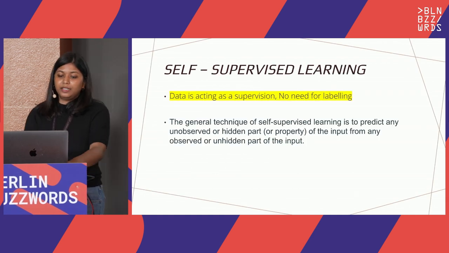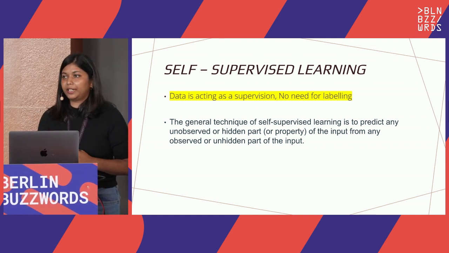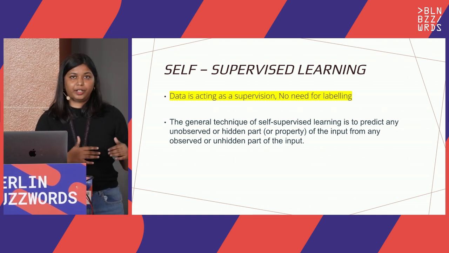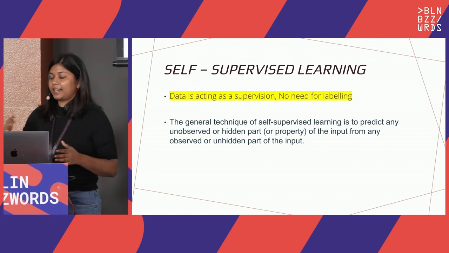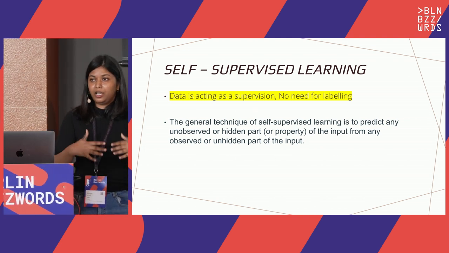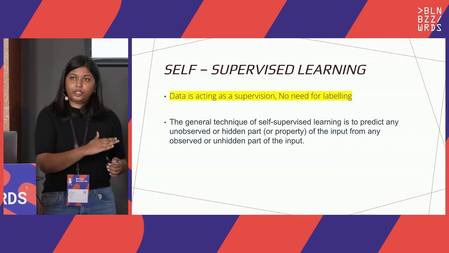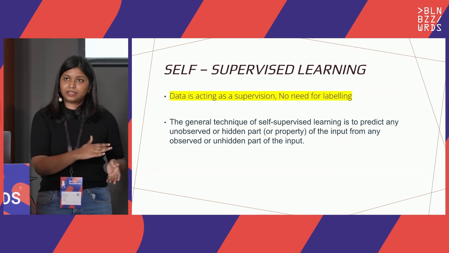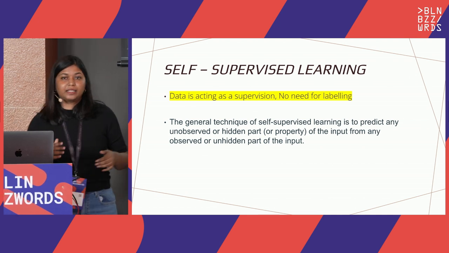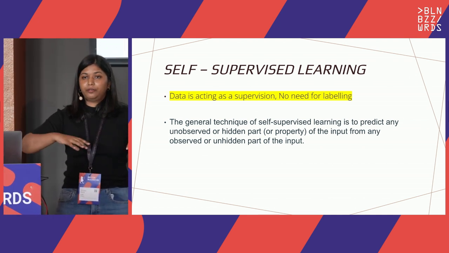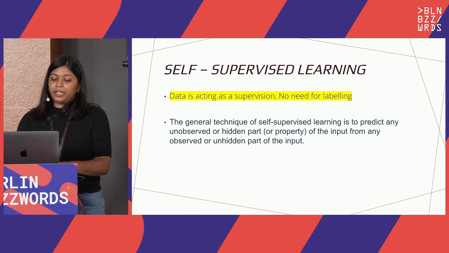Okay, so what is self-supervised learning? We are touching upon it a bit to really understand what can go wrong with metric learning or energy-based models. Self-supervised learning is where data is acting as supervision, not labels or classes that were already labeled by humans. There is some amount of human supervision even with self-supervised learning, as we'll see in some time. Basically, self-supervised learning is to predict the unobserved or hidden parts from the observed part. So what do I mean by this?